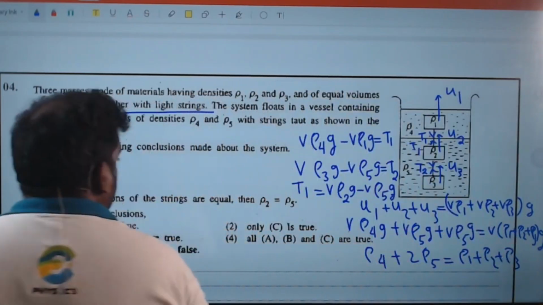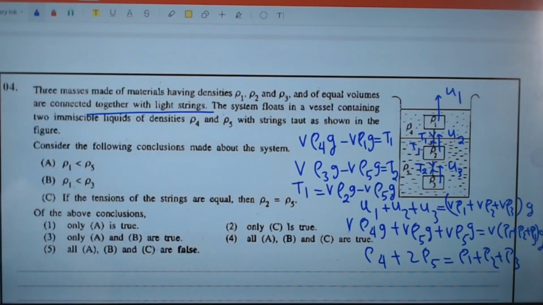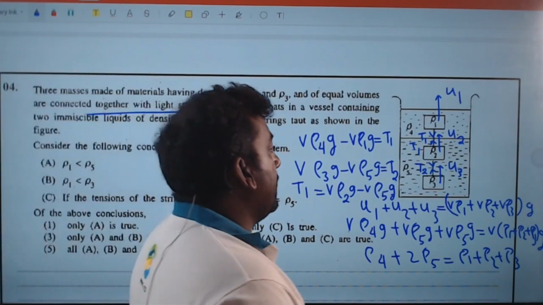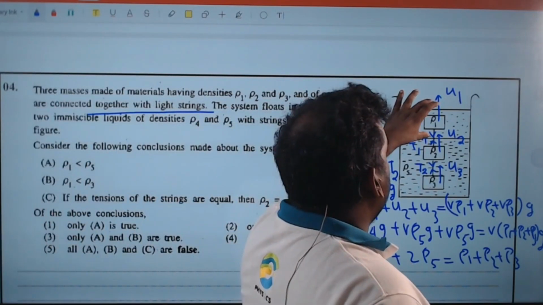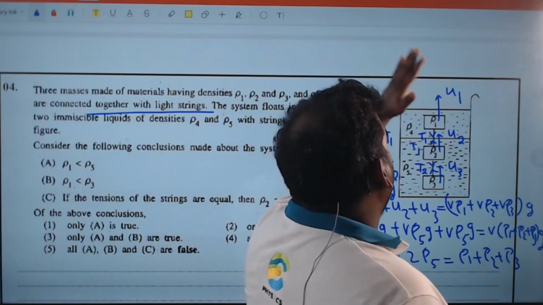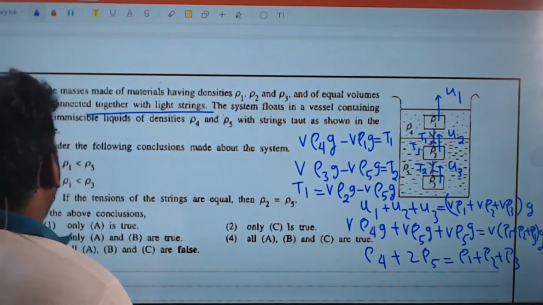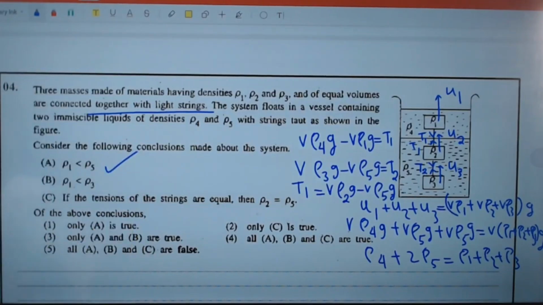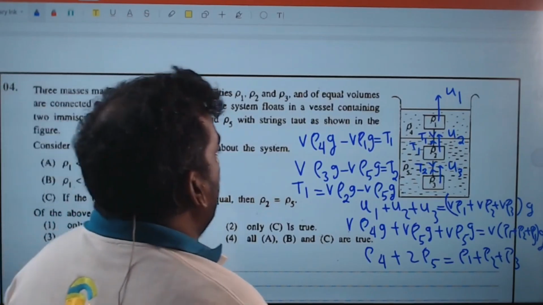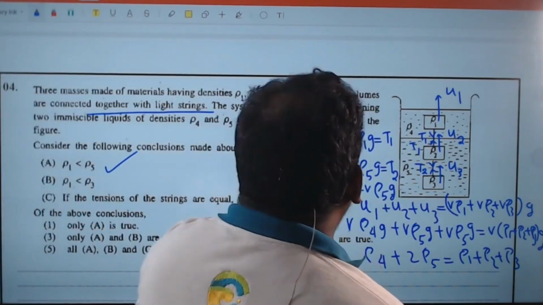Right. So anyway, why is it floating? This is trying to go up. Rho 1 is smaller than rho 5, correct. So that is guaranteed correct. Rho 1, rho 3 is lower, no? Correct.